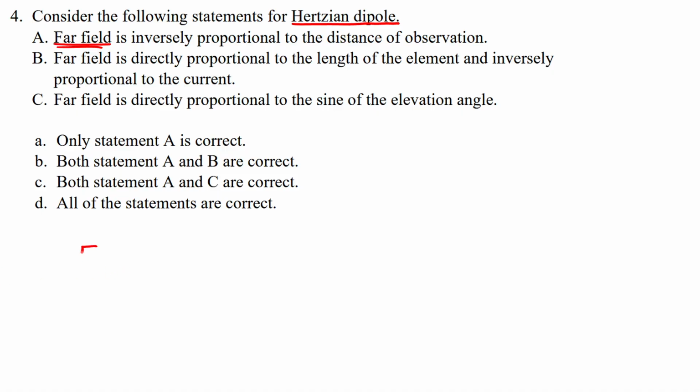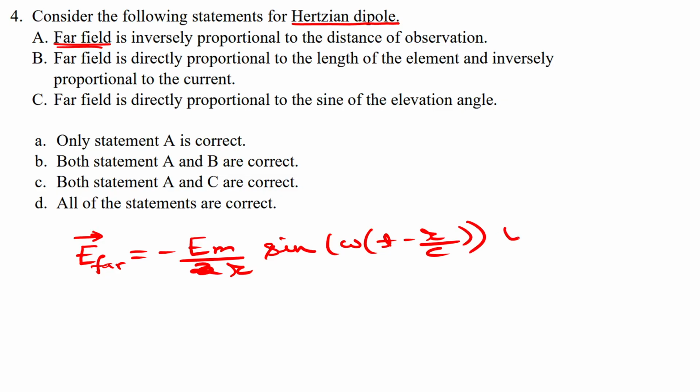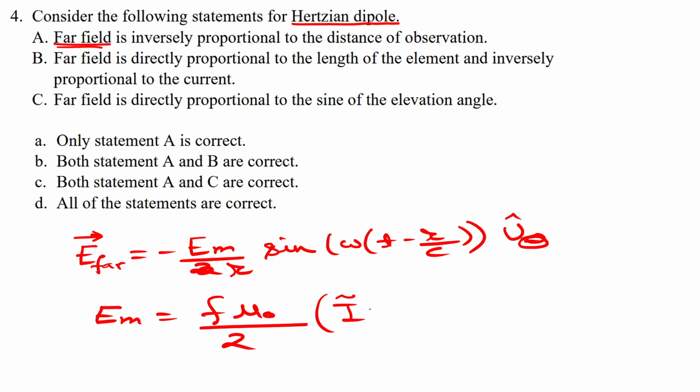So first we will write down the formula for the electric field of a Hertzian dipole at the far field. It's given by E equals Em by r, sine omega (t minus r by c), unit vector, because it's directed along the theta direction, and Em is given as frequency f into mu naught, where mu naught is the permeability of free space, 4 pi into 10 to the power minus 7, divided by 2, I tilde, that means the phasor, into dl, the length of that current element or the Hertzian dipole, multiplied with sine theta, and theta is the elevation angle.